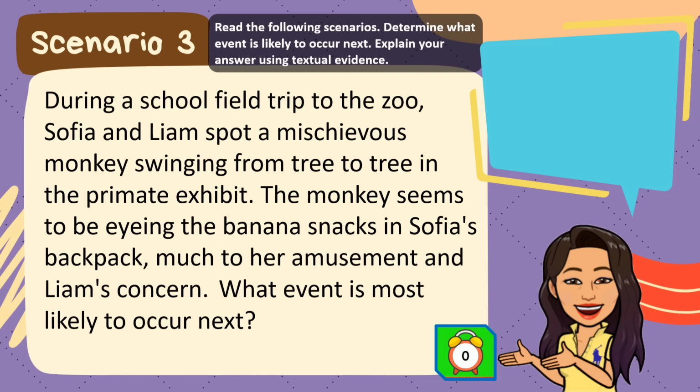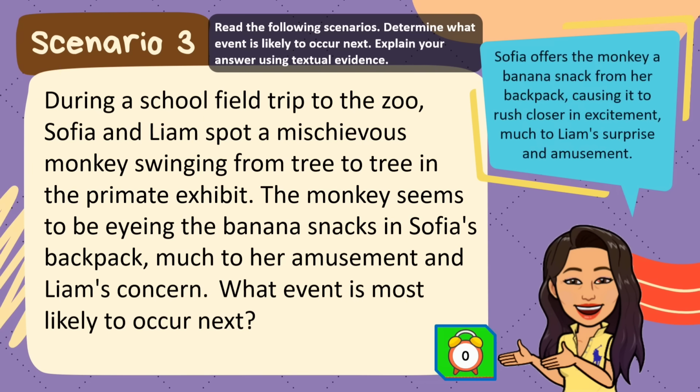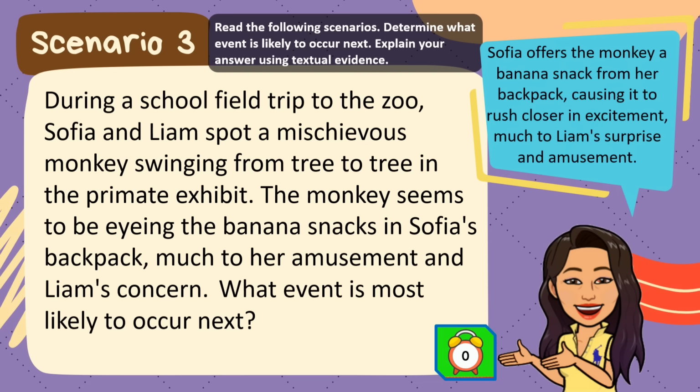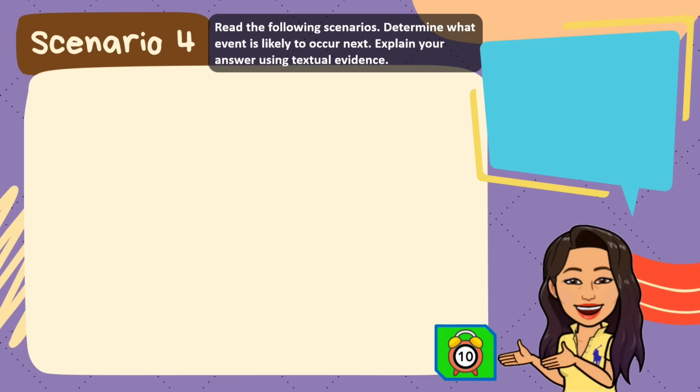With this situation, you may say that Sophia and Liam giggle as they watch the monkey's antics, amused by its playful antics and curiosity. And you could also say Sophia offers the monkey a banana snack from her backpack, causing it to rush closer in excitement, much to Liam's surprise and amusement.